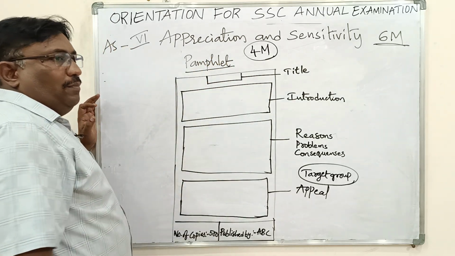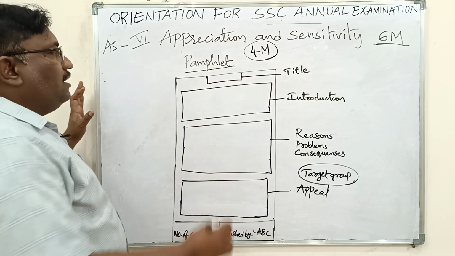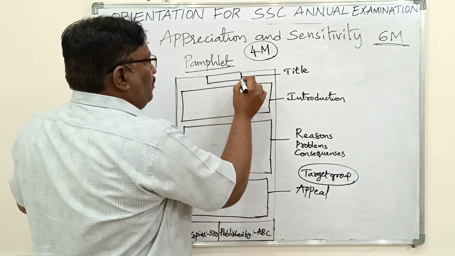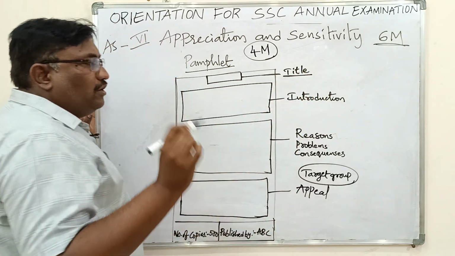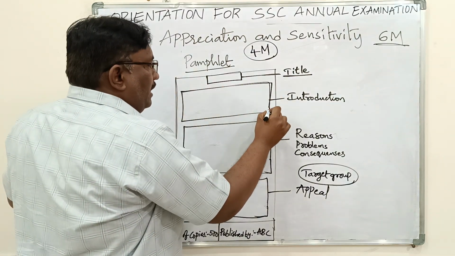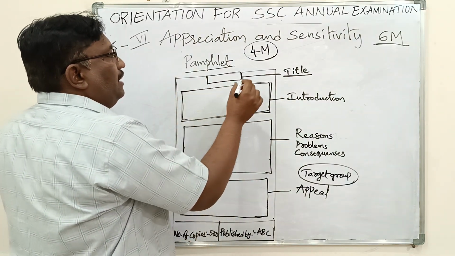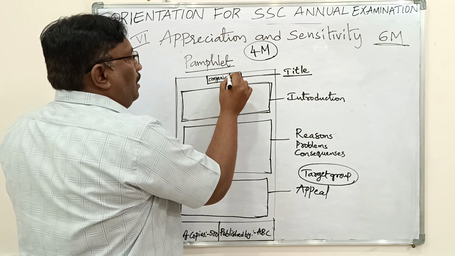So how to write a pamphlet? We have to write a pamphlet in a full page. For the pamphlet, the first thing we have to mention is the title. So we have to give a heading, a title to the pamphlet. Next we have to write the introduction. For example, I am taking a pamphlet titled organic farming.